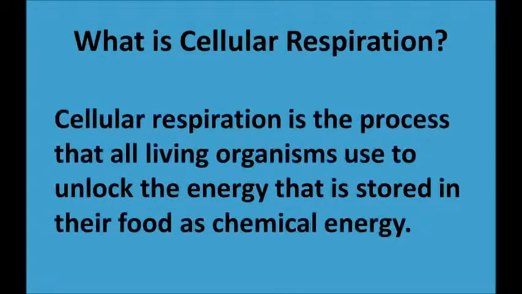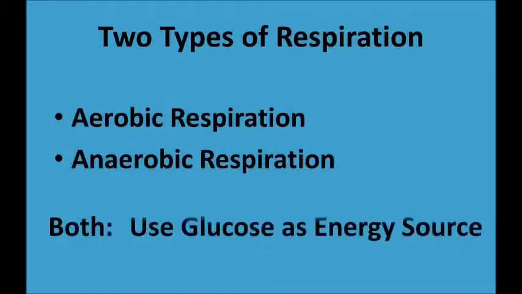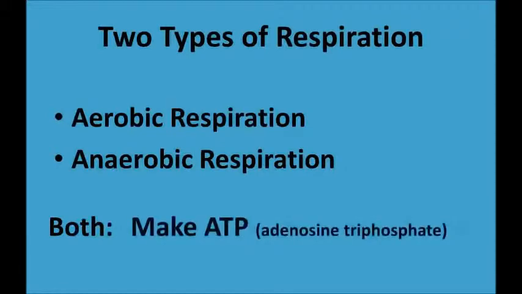Essentially, cellular respiration is the name given to the process that all living organisms use to unlock the energy that's stored in their food as chemical energy. There are two different types of cellular respiration, and we call these aerobic and anaerobic respiration. The two types are pretty similar. They both work by breaking apart the chemical bonds in glucose to release energy, and they both use the energy to make a substance called adenosine triphosphate, or ATP for short.